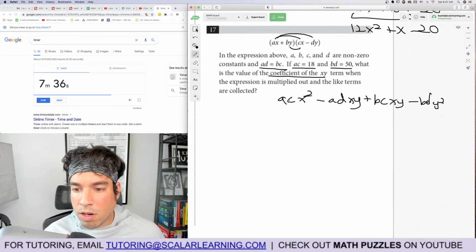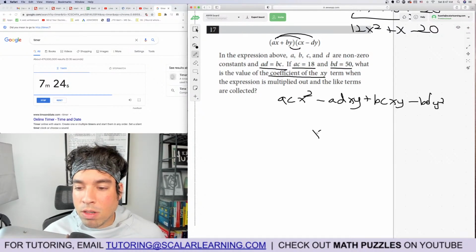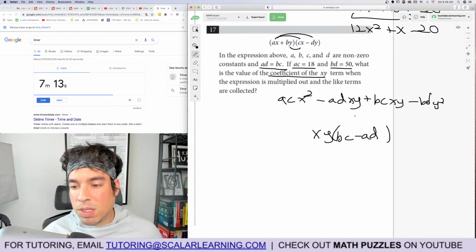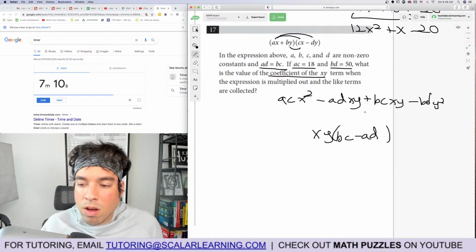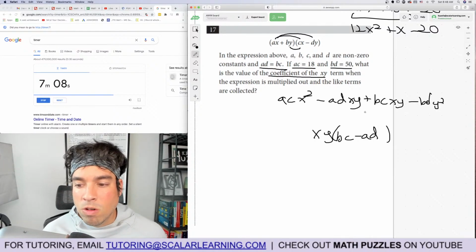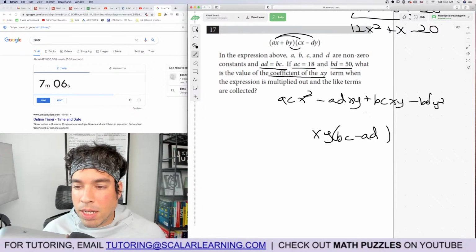So I don't really care about these two. I just care about these guys. AD equals BC. Hold on. So then I'll factor out XY, and the coefficient is BC minus AD. Or, right? Negative AD plus BC. Wait a minute. No. BC minus AD is the coefficient.